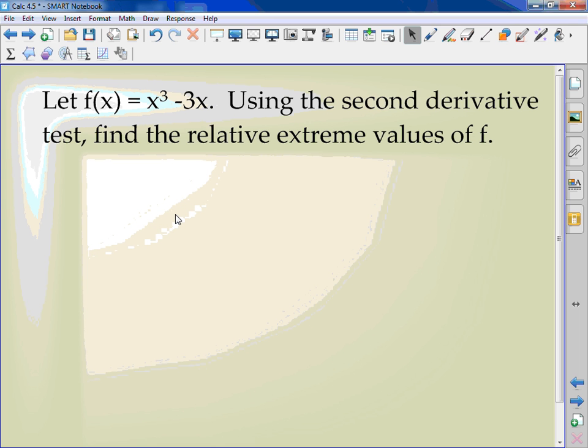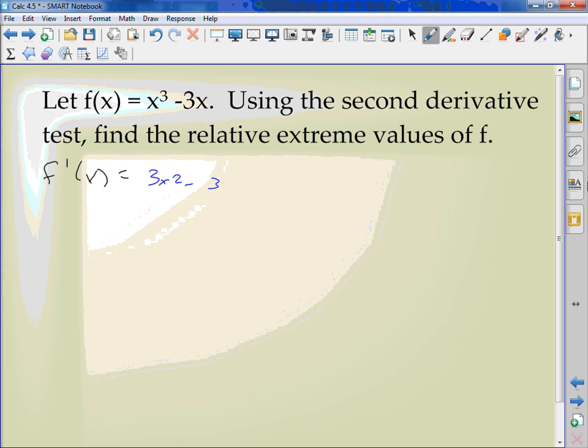All right. Let f of x equal x cubed minus 3x. We're going to use the second derivative test and find any relative extreme values, just like before. Find the first derivative. Nothing's changed. The first derivative is what? 3x squared minus 3.